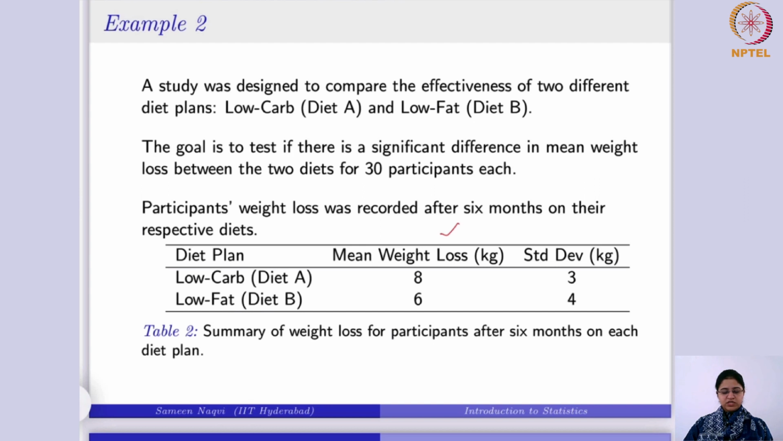Mean weight loss was 8 and 6, and standard deviation was 3 and 4. So for both the diets, 30 participants each were chosen, and after 6 months, they were given a certain diet. The first group was given a low carb diet, and after 6 months it was observed that on average they lost 8 kgs, and in the other one they lost 6 kgs. In the first one the standard deviation is 3, and in the second one you have a standard deviation of 4.